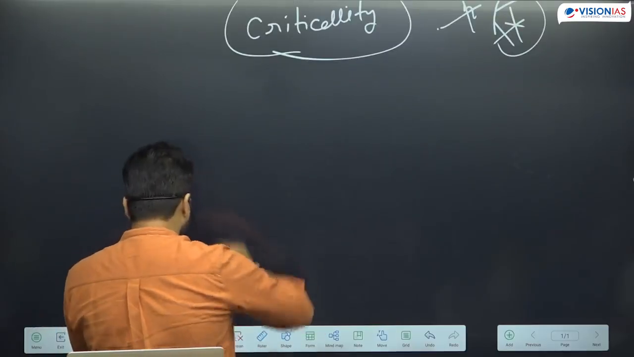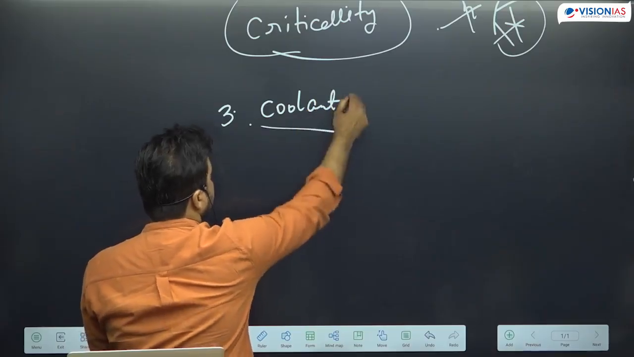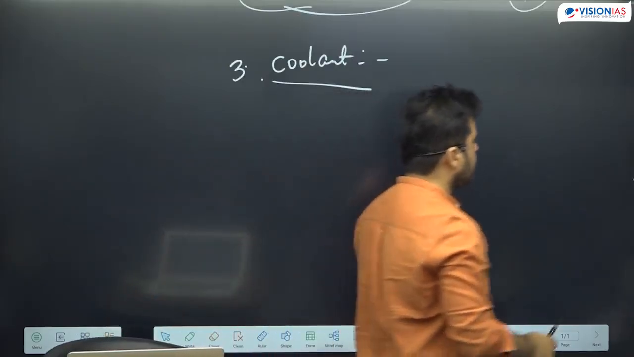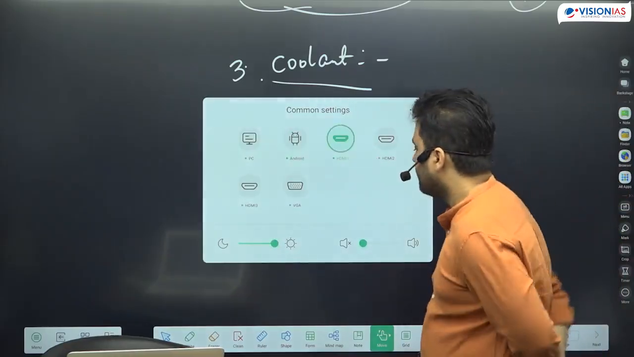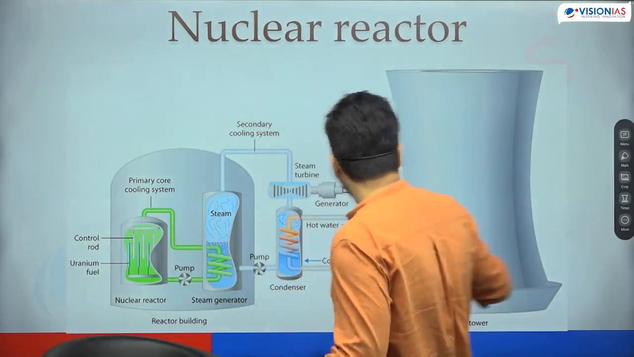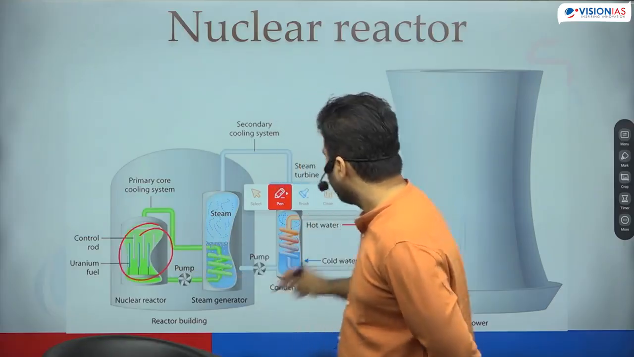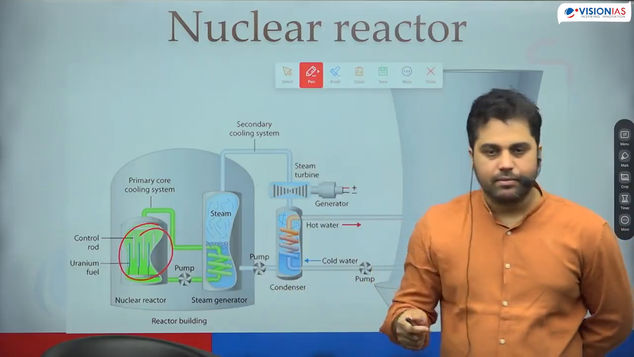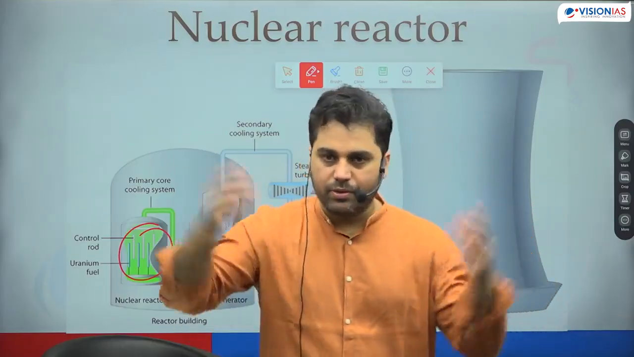The third major part here will be the coolant. So this is the core, you have nuclear fission happening here. And that nuclear fission will produce a lot of energy, but we need to keep removing that energy for obviously two reasons. The first is that we do not want that energy to build up inside the core. It is going to burst otherwise.